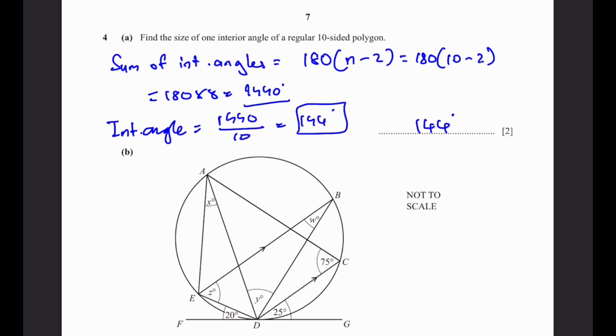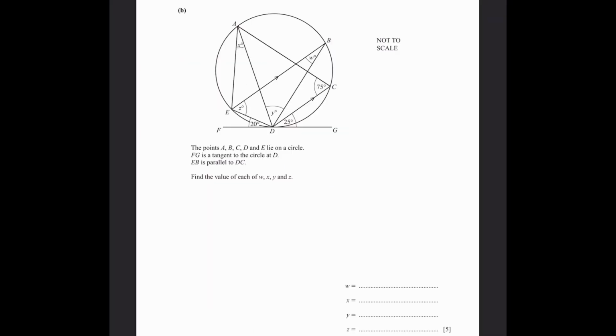Now we can go to part B. The points A, B, C, D, and E lie on a circle. FG is a tangent to the circle at D. EB is parallel to DC, shown by these little arrows over here. Find the value of each of W, X, Y, and Z.